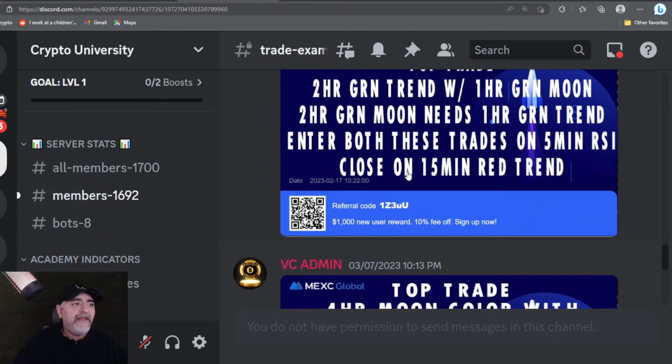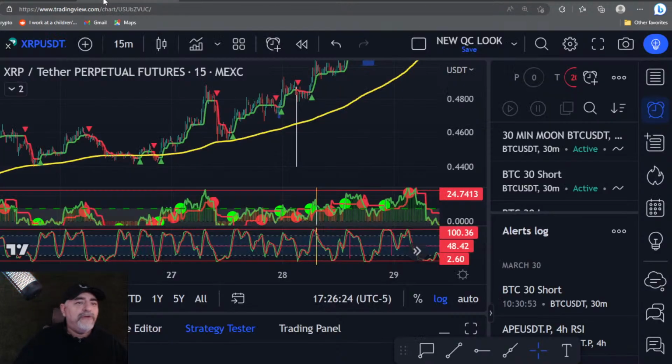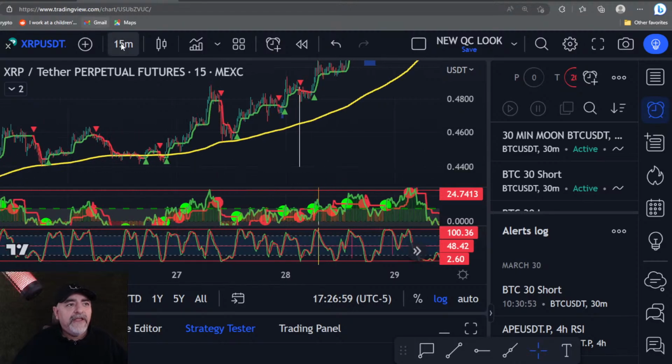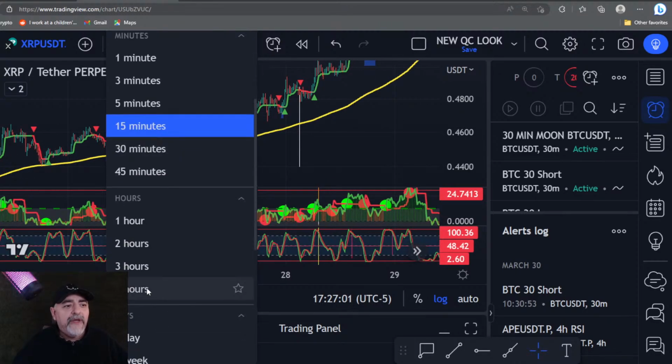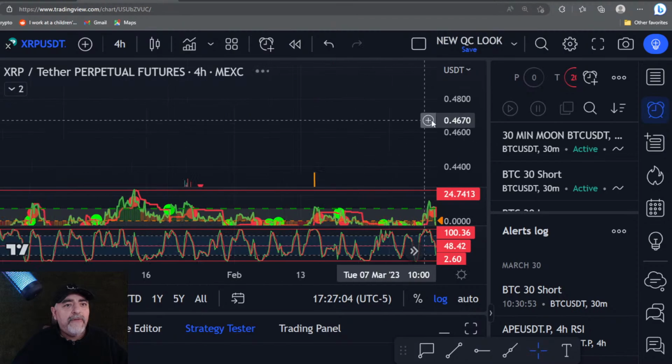So when you enter trades right here, close on 15-minute red trend, right? Close on 15-minute red trend. A lot of times that's the trend that we want to close on when we're doing the higher time frames. So let's take a look here and go back and let's look at this 4-hour moon. So first of all, here's our 4-hour moon trade, right?